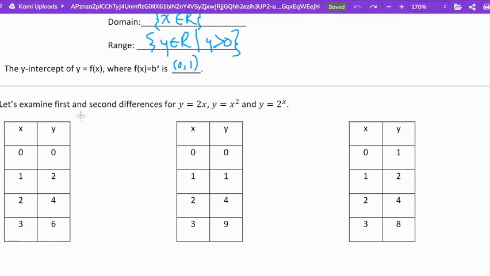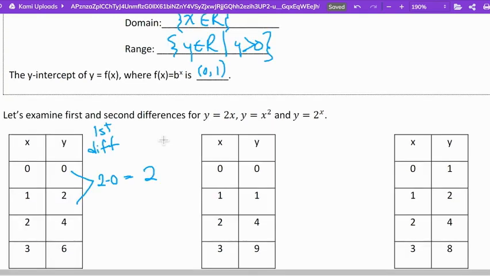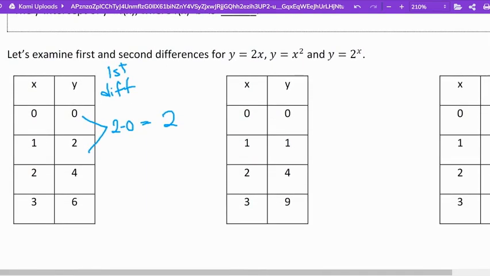So let's take the first difference of the first graph. Now, we can only do the first difference if the x's are going up by the same amount, right? So what do we do? Bottom minus top or top minus bottom? Bottom minus top. Good. So if you forgot what first difference is, it's going 2 minus 0 equals 2, where first difference is the first time you take the difference of the y's.